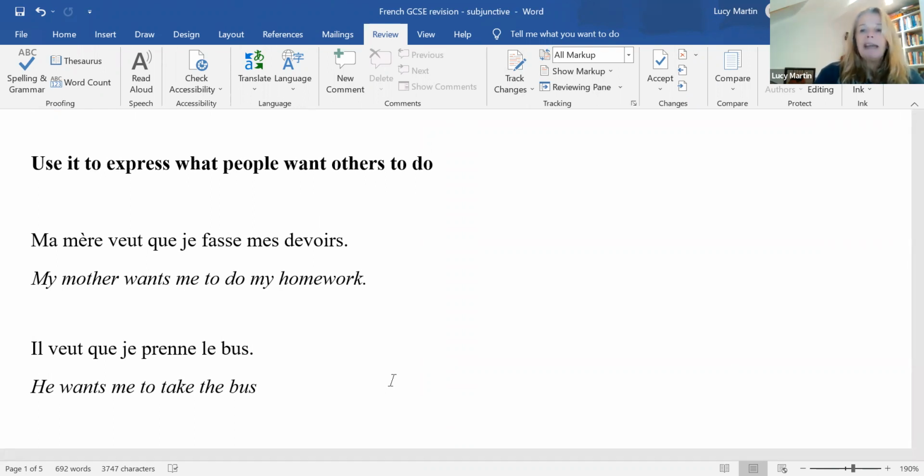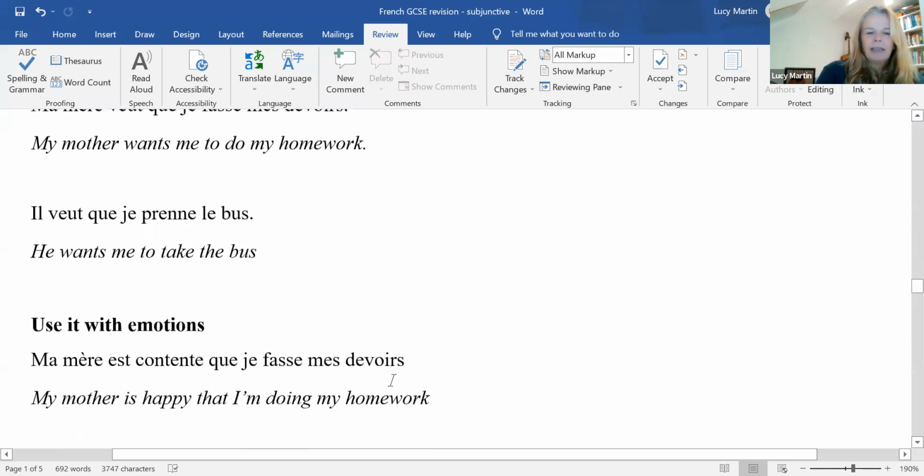Example 2. Il veut que je prenne le bus. He wants me to take the bus. He wants that I, subjunctive, take the bus. Okay, so we've done, it is necessary that. I want that, or someone wants that. Somebody does something. The next one was emotion.